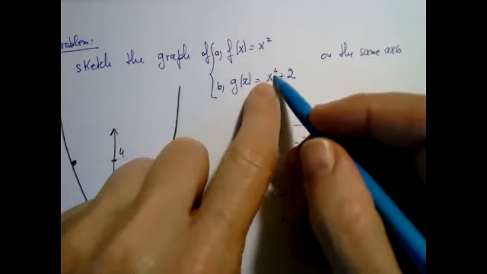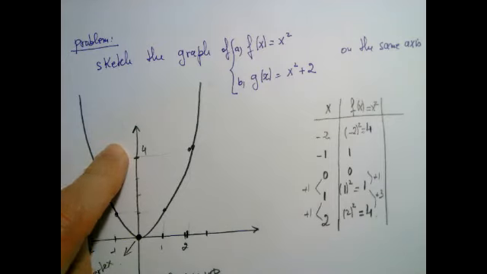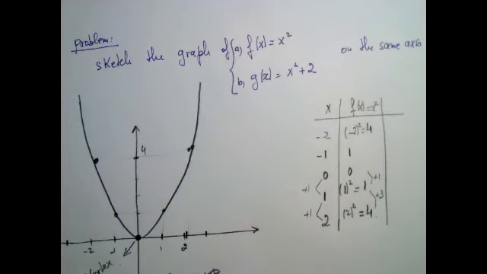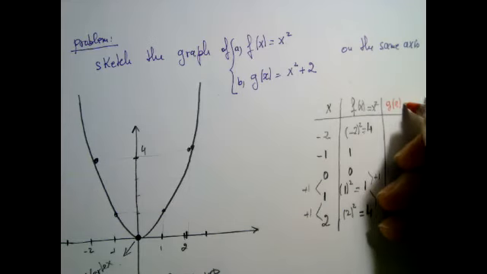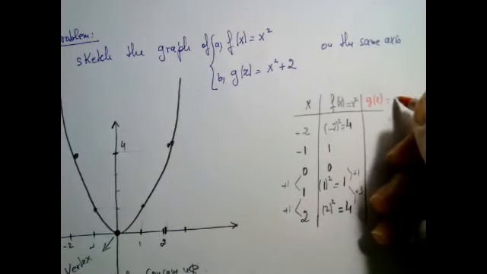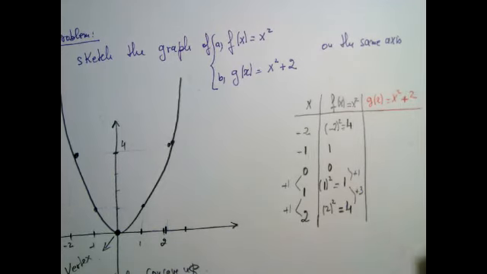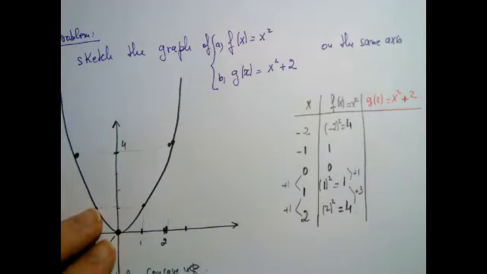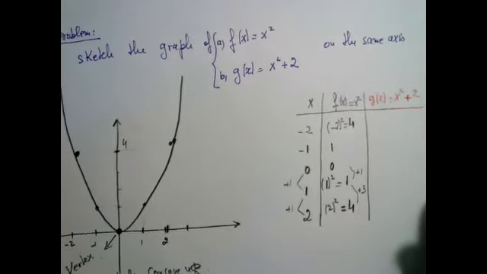Now I'm going to sketch g(x) equals x squared plus 2 next, and graph it here. Now I'm going to ask you a question. How do you think the graph of g of x is going to look? Anybody? Anybody like to pitch in?